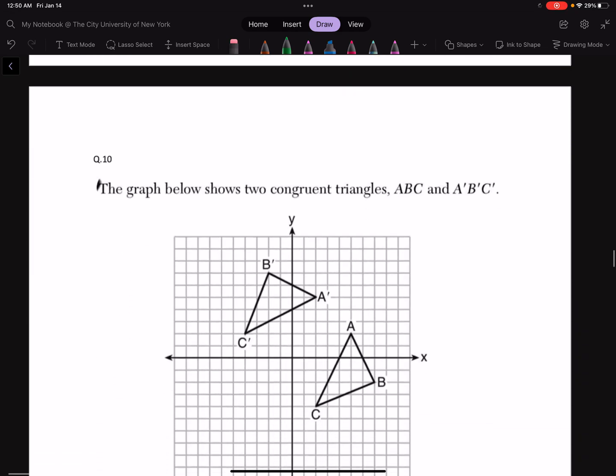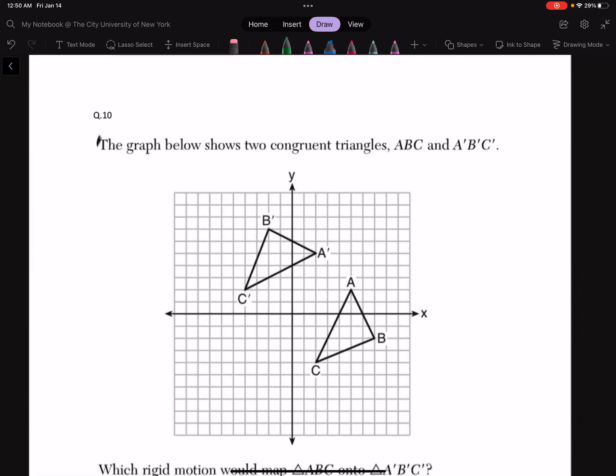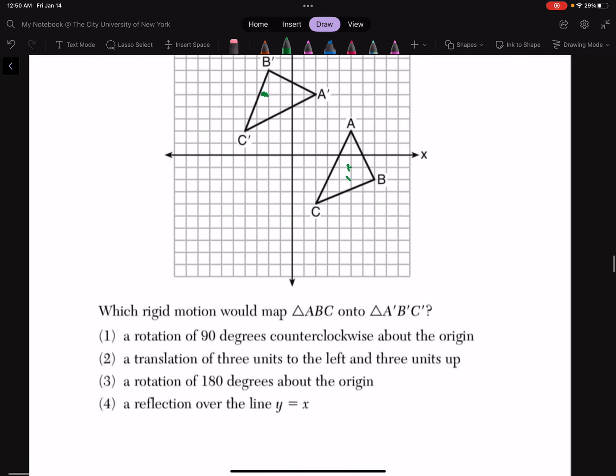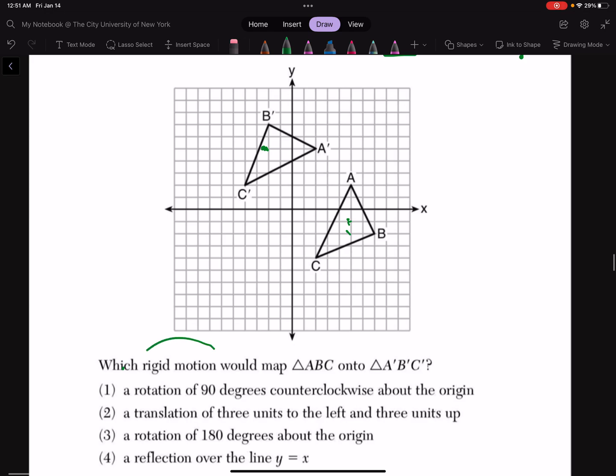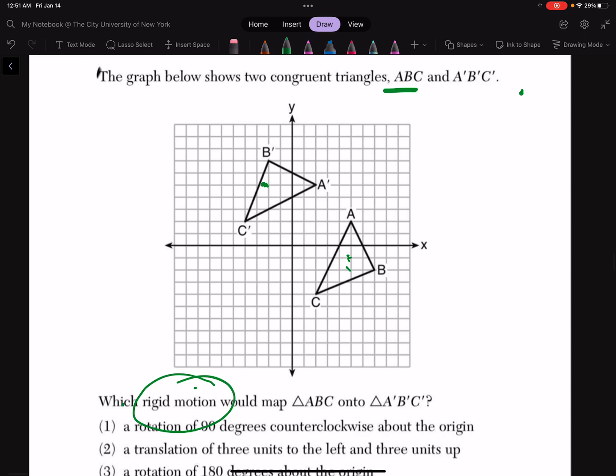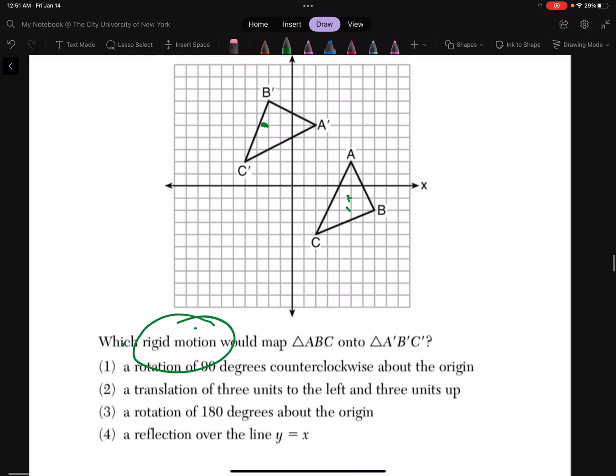Yes. And then the graph below shows two congruent triangles, ABC and A prime, B prime, C prime. This is transformed to this. So which rigid motion? A rigid motion is a motion where, once movement takes place, the figure doesn't change in shape or size. All transformations are rigid motions except for the dilation. So what can happen over here? A rotation of 90 degrees.